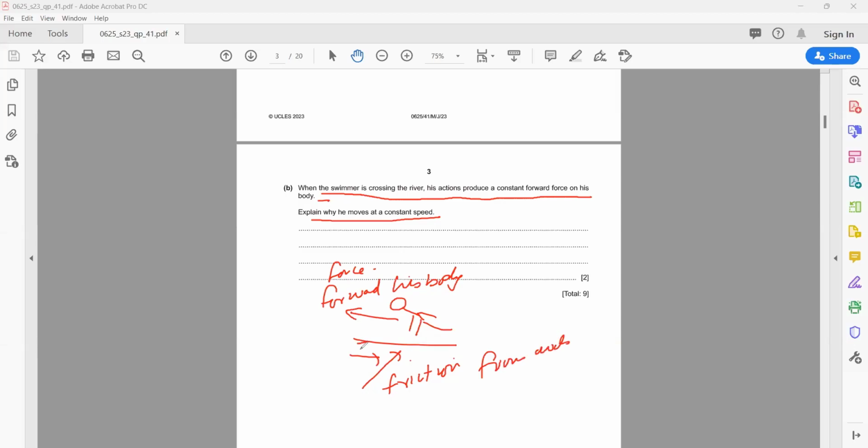So if these two forces are equal, if the forward force equals the friction force, then it means there is no resultant force. If the case comes like this, the object always moves at a constant speed if the forces become balanced. So due to that, he moves at a constant speed.